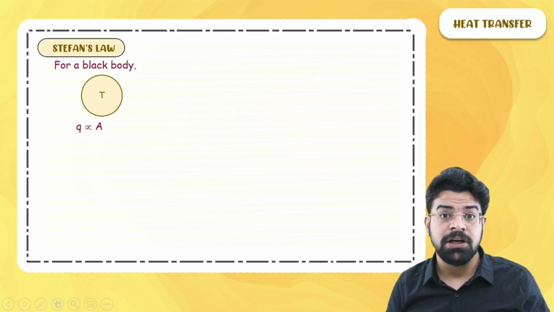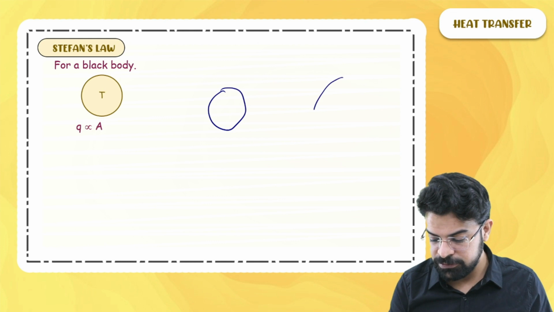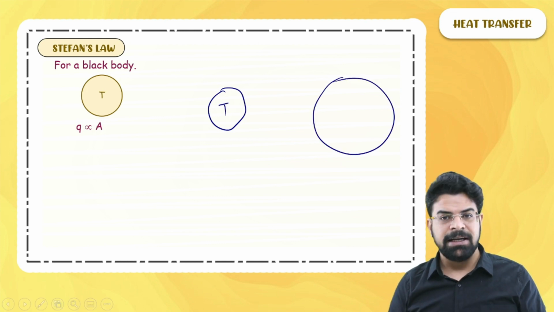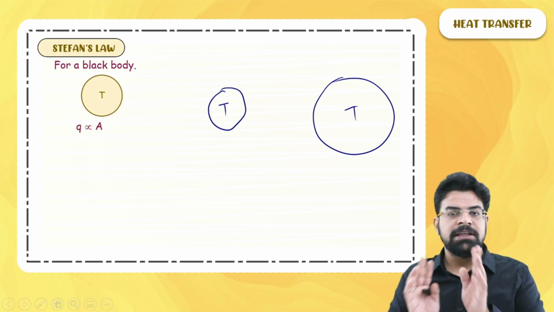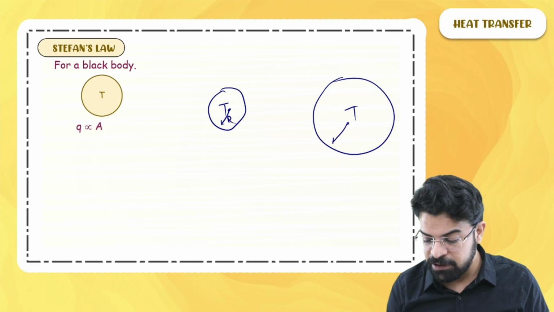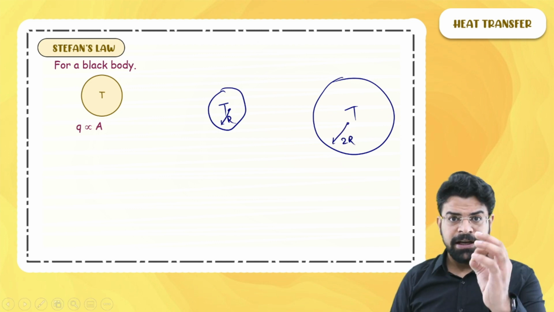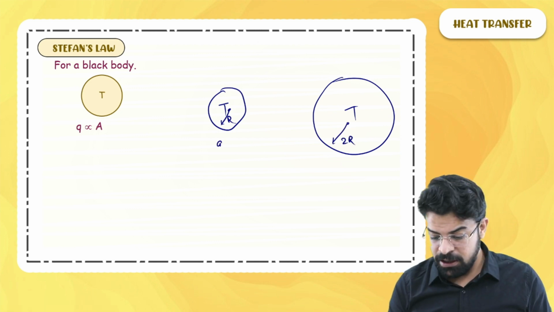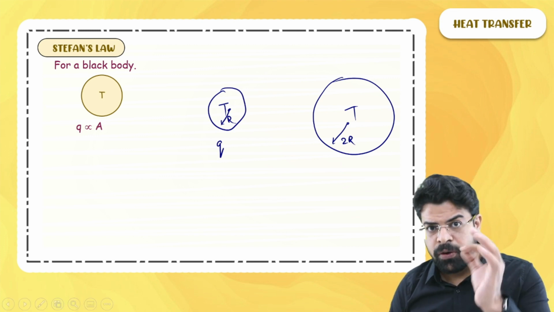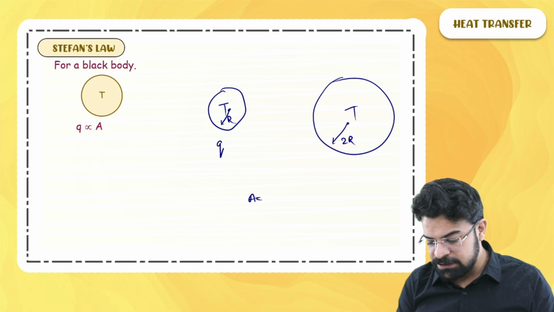This is a question that gets asked. You have two spheres. Same material, everything same. The first one is at temperature T. The second one is also at the same temperature T. The radius of the first one is R. The radius of the second one is 2R. If the heat radiated by the first one is Q, then what will be the heat radiated by the second one? So we know that for a sphere, the surface area is given by 4 pi r square.